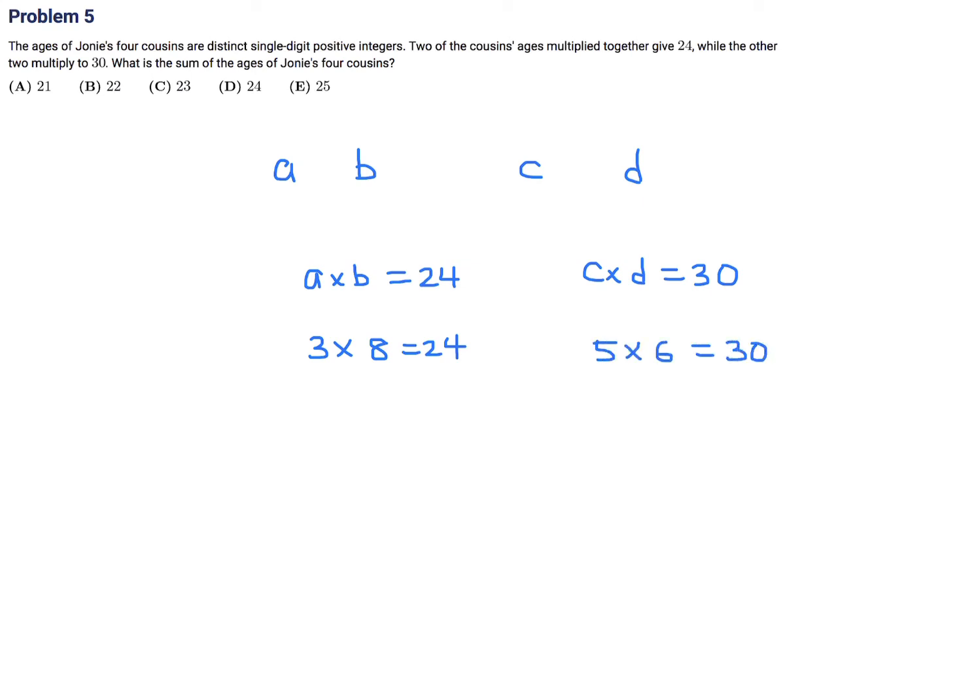Now, let's see, are they all distinct? Yes, they are. 3, 8, 5, and 6 are all distinct. And are they all single digit? Yes, they are. So now we just have to add them up to get the sum. 3 plus 8 plus 5 plus 6, and that is 22. So number 5, the answer is B.